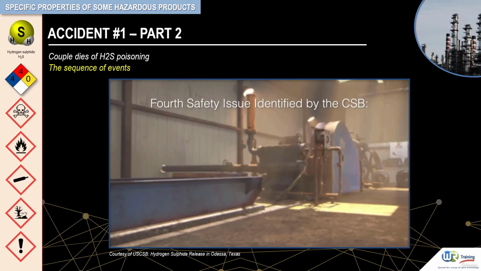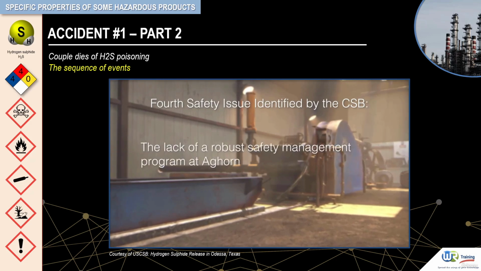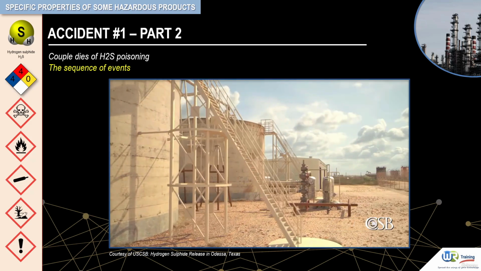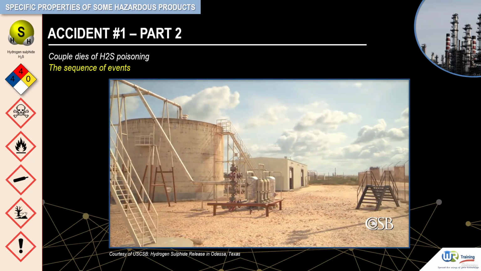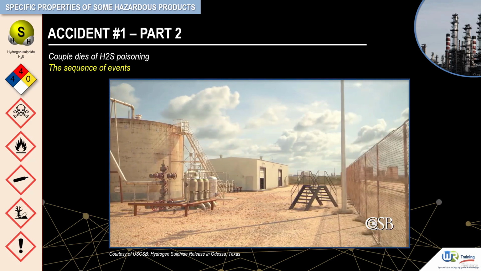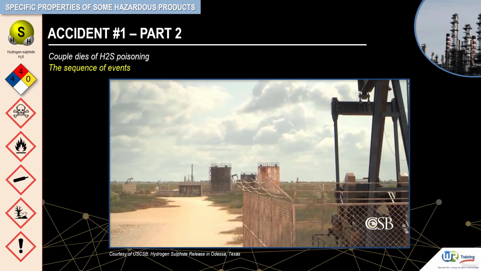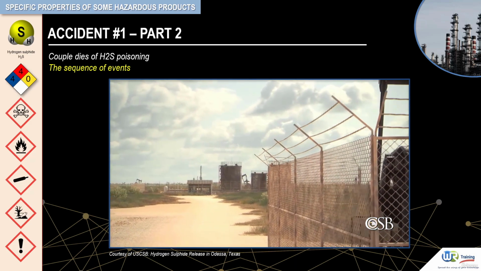The fourth safety issue noted by the CSB was the lack of a robust safety management program at Aghorn. Comprehensive safety management practices include risk identification, assessment, mitigation, and monitoring of design, procedures, maintenance, and training. Safety management practices are an essential element of protecting workers and non-employees from toxic gases at chemical plants.